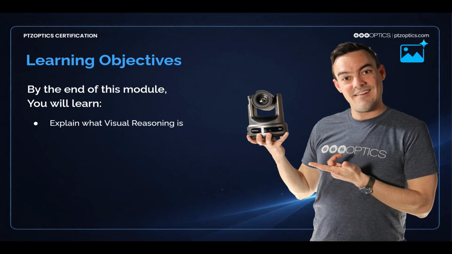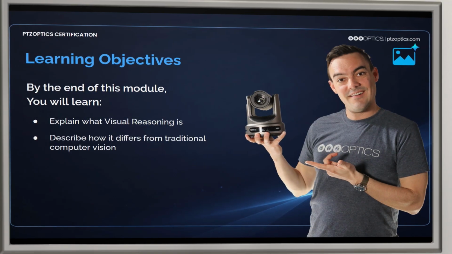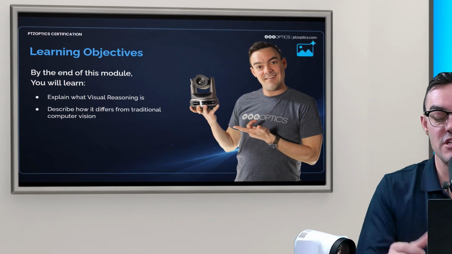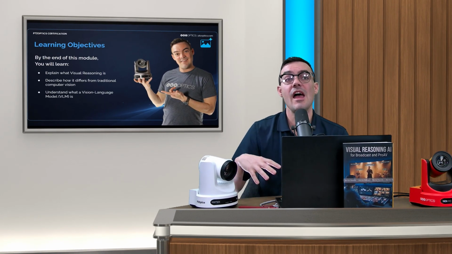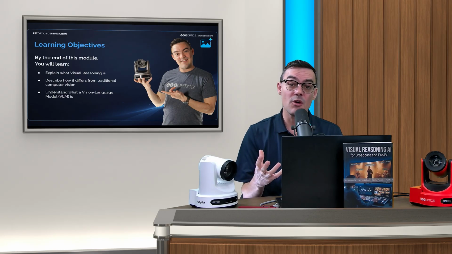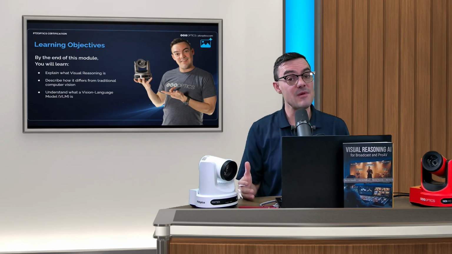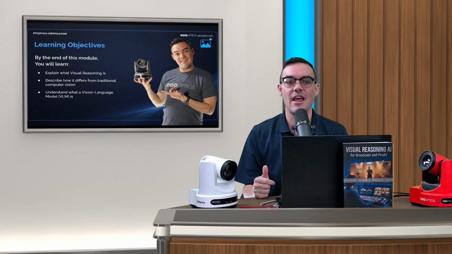And after you take this module, you're going to be able to explain what visual reasoning is. You're going to be able to describe how it's different from traditional computer vision that you may have seen. And we're going to understand what a vision language model is. You may be familiar with an LLM, a large language model like ChatGPT. And we're going to break down what a vision language model is.